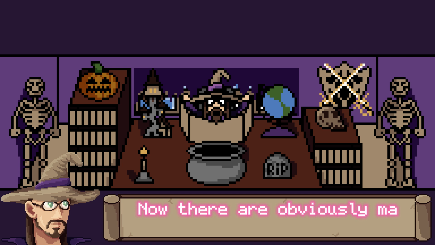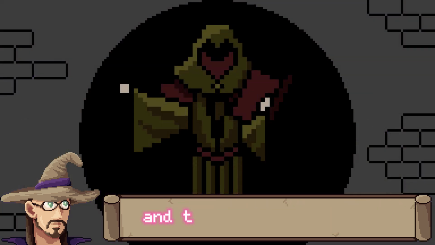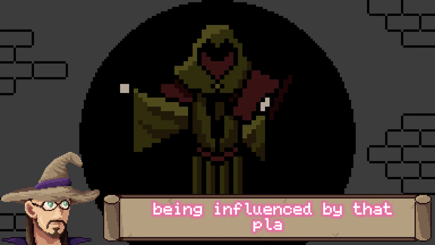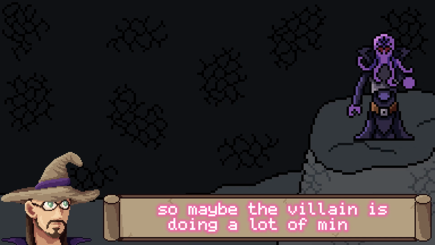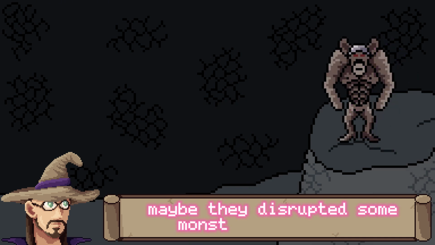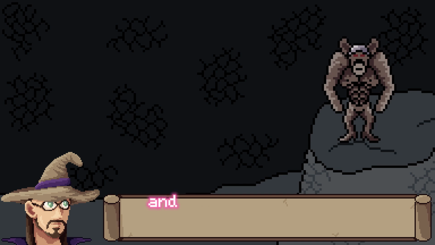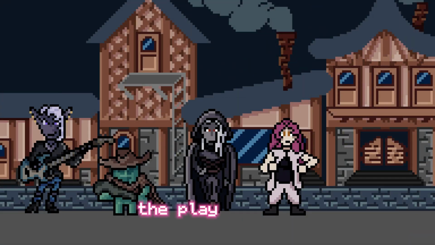Now, there are obviously many ways you might do this. You might look at what's going on in the background. Maybe the villain has some kind of plan, and the players learn about or stumble across something being influenced by that plan. So maybe the villain is doing a lot of mining. Maybe they disrupted some monsters by accident with this process, and these monsters go and attack a village or something the players end up stumbling into.